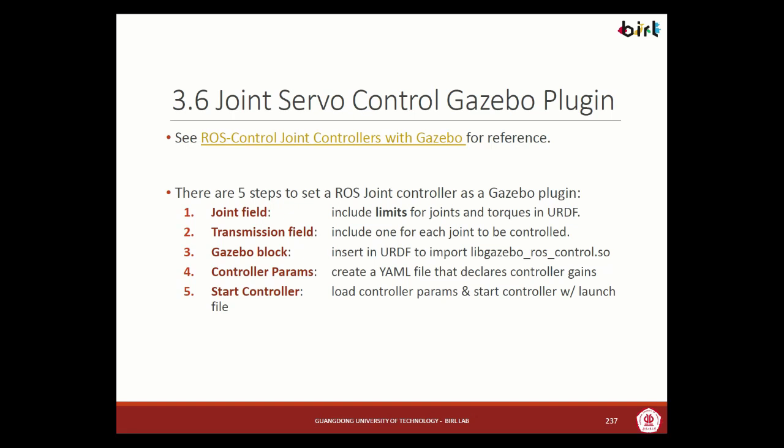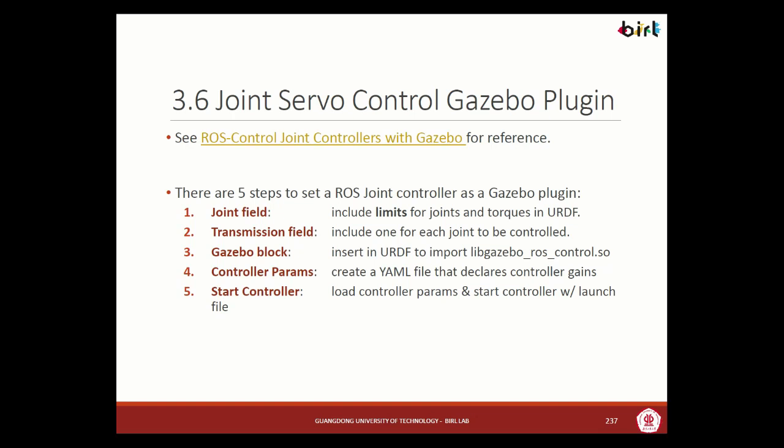Then we need a Gazebo block. In this Gazebo block, we tell what plugin we're going to use. For now, we're going to use the plugin called libgazebo_ros_control. This is the plugin that we use for PID control of a joint. For your homework, you're going to use a different plugin to control a mobile robot with 2 wheels. It's called a differential drive plugin.